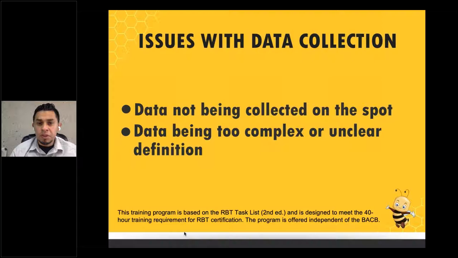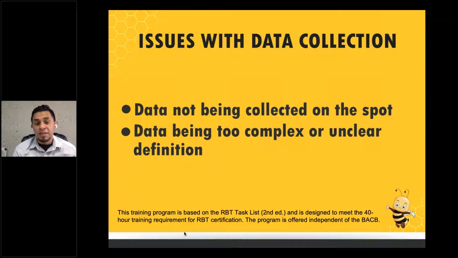So, issues with data collection. Sometimes data is not being collected on the spot. We sometimes have challenging behavior or conditions, or sometimes we forget. And what happens is that you leave the data collection to the end of the session, or you delay it until right after the program is conducted. But the problem with that is that you're relying on memory. It's not really good to rely on memory, because there are so many things that transpire, so you're not going to be able to capture objectively and precisely what happened. That's one of the major issues with data collection.